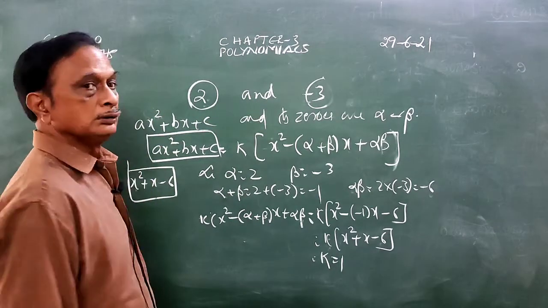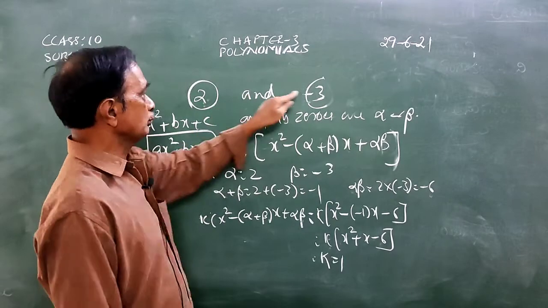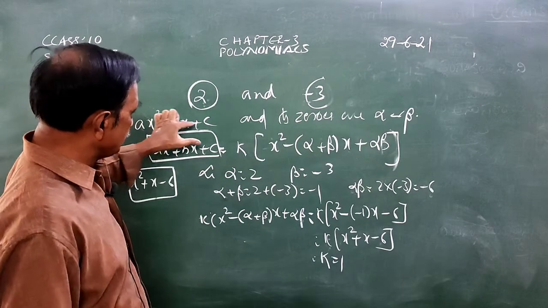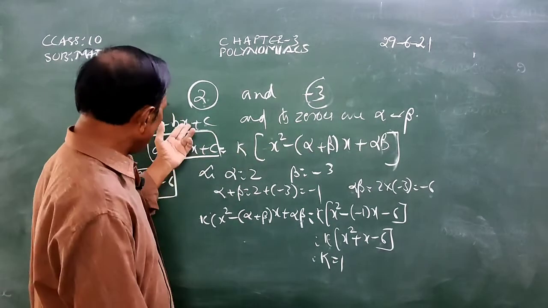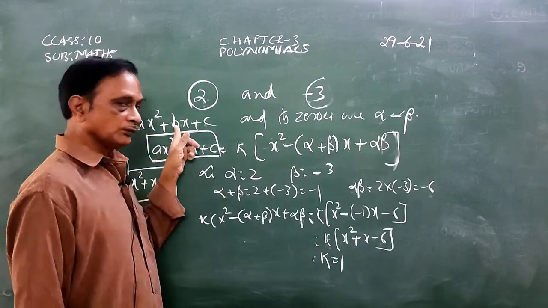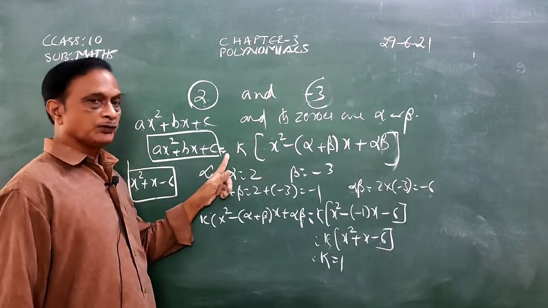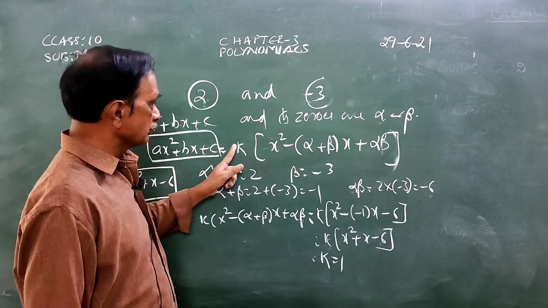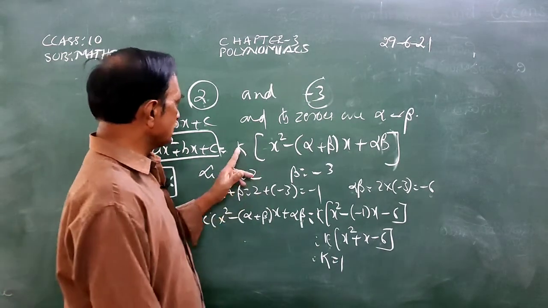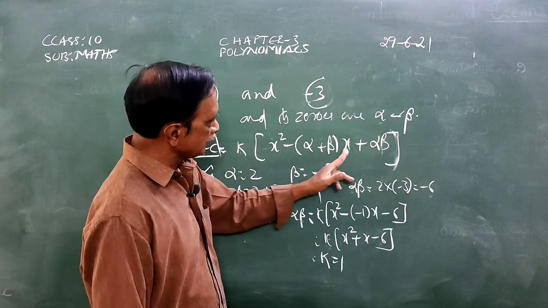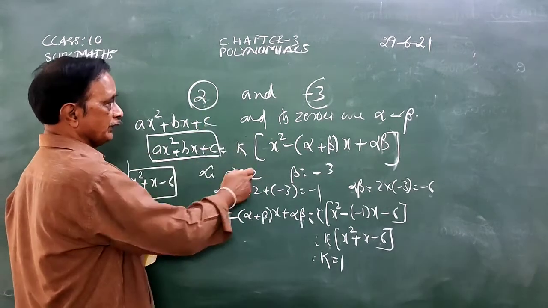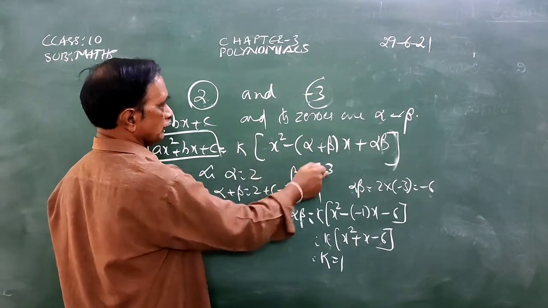So now we are going to find the quadratic polynomial whose zeros are 2 and −3. Let the quadratic polynomial be ax² + bx + c whose zeros are 2 and −3, and the zeros of it are taken as alpha and beta. As alpha and beta are the zeros of this quadratic polynomial, we can write it in the form ax² + bx + c = k(x − alpha)(x − beta), which is k(x² − (alpha + beta)x + alpha beta). Now assume one of the zeros as alpha and the other zero as beta. Let alpha equal 2 and beta equal −3.